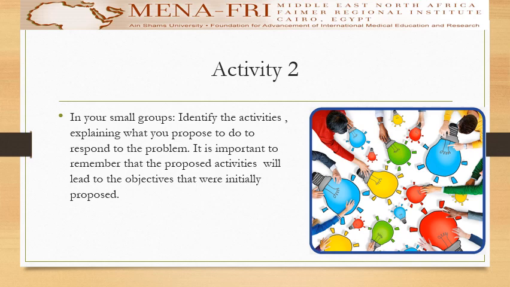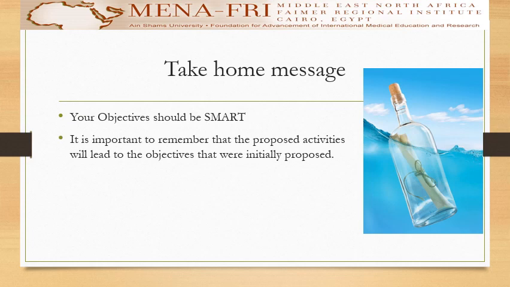So you are going now to go to activity number 2. You have actually stated your objectives according to your problem. Now we need you to identify the activities, explaining the purpose of these activities in order to achieve your goal. It's important to remember that the proposed activities will lead to the objectives that were initially proposed. Our take-home message is that in stating your objective, it should be SMART.